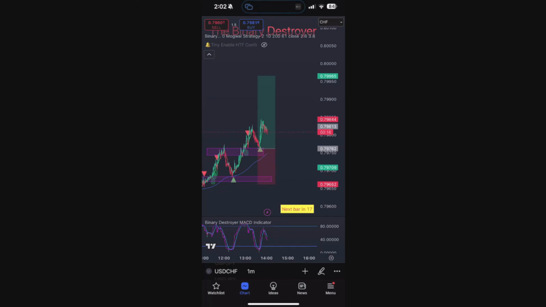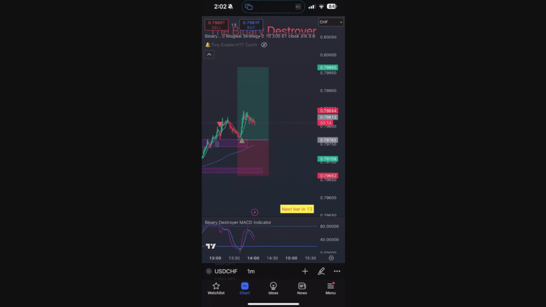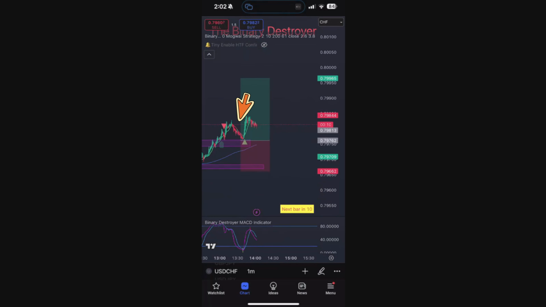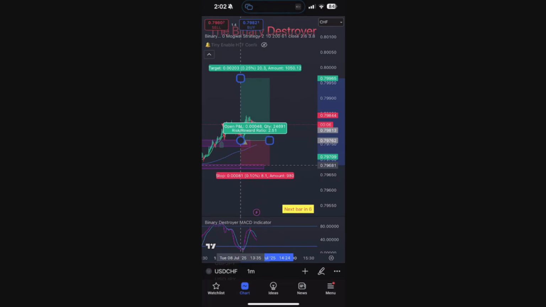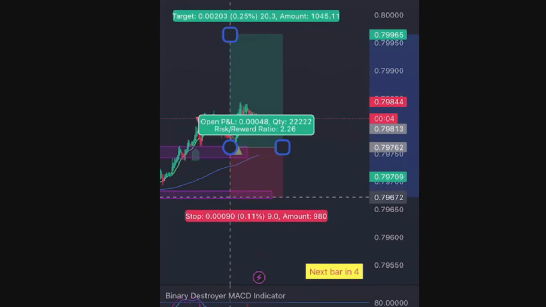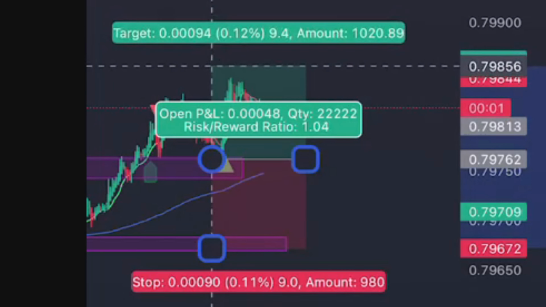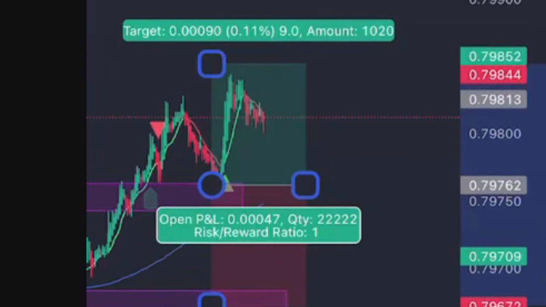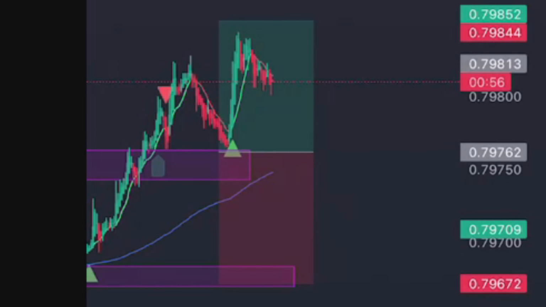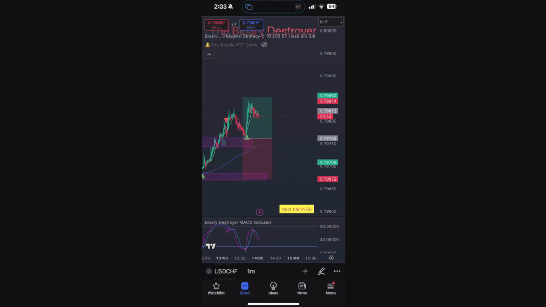So regardless of what I'm trying to explain, you see that pullback there? You see how deep that pullback is? Ideally, I would like to get a 1 to 1 around there. So what I probably would do on this occasion is use a 9 pip stop loss, and my partials would be just there, right? So we're very close to partials. So for me, that would be a 1 to 1 there.